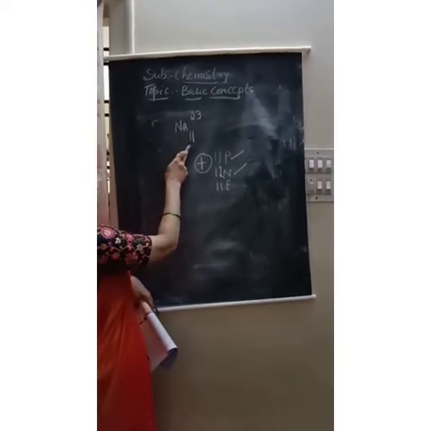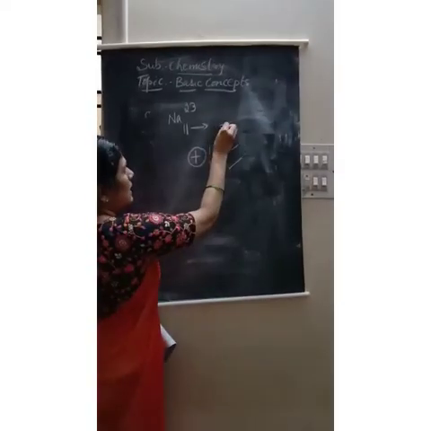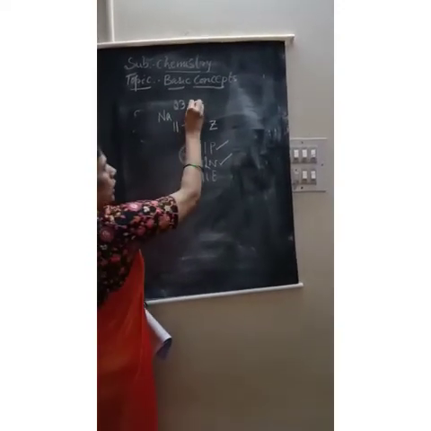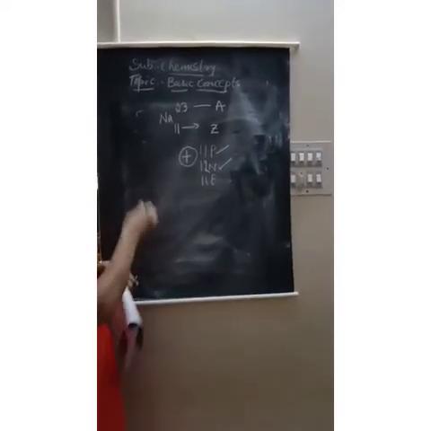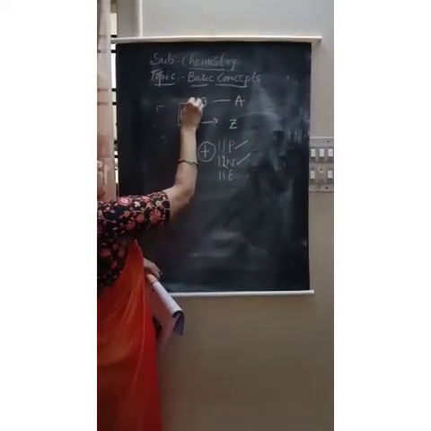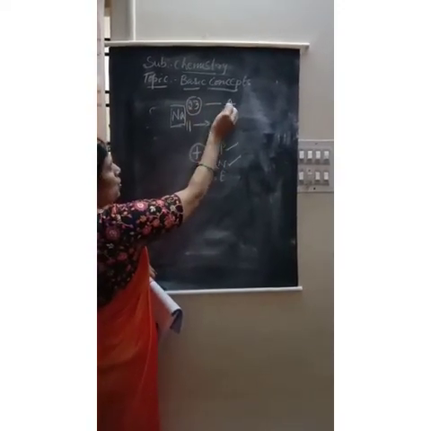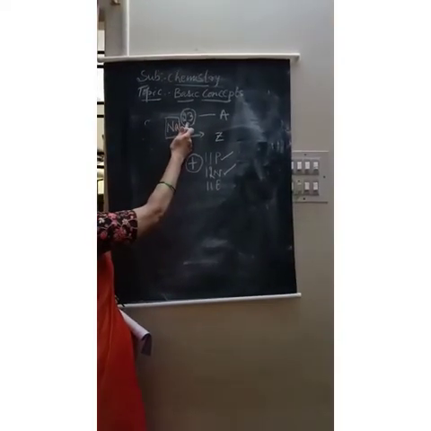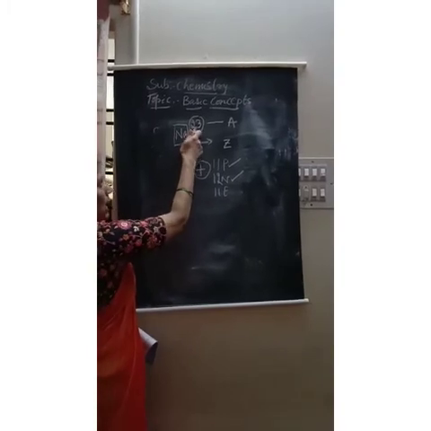And what is the atomic number of sodium, children? This is 11. So how can you represent atomic number? Z is the letter used to represent atomic number. How can you represent atomic mass? A, children. So this is the sodium atom. This 23 refers to atomic mass. Atomic mass means the total number of protons and total number of neutrons in an atom.